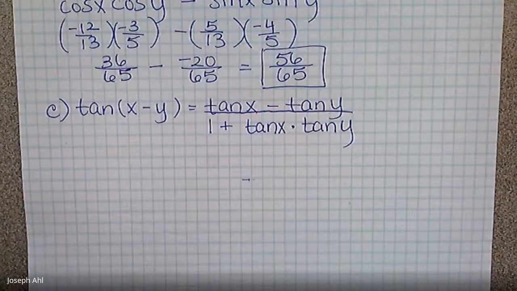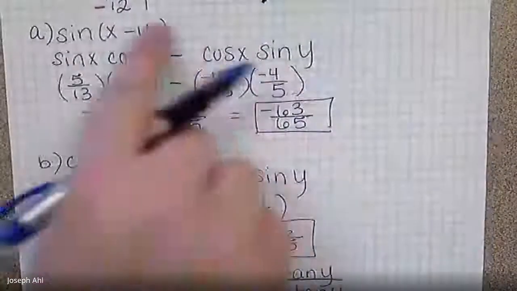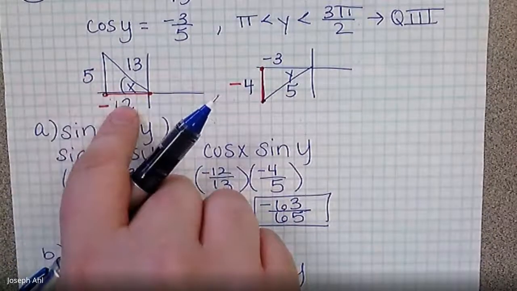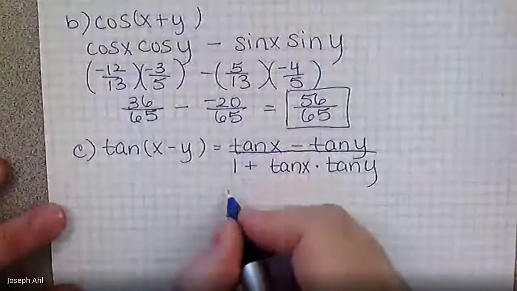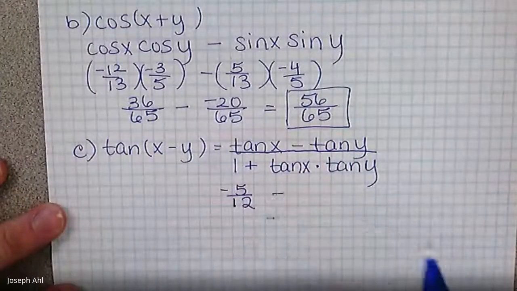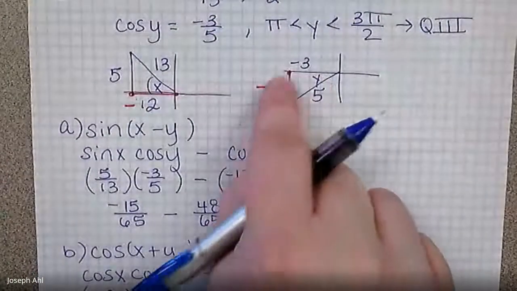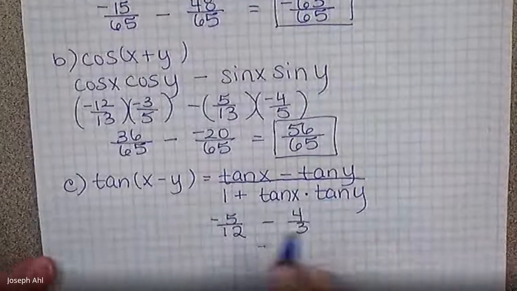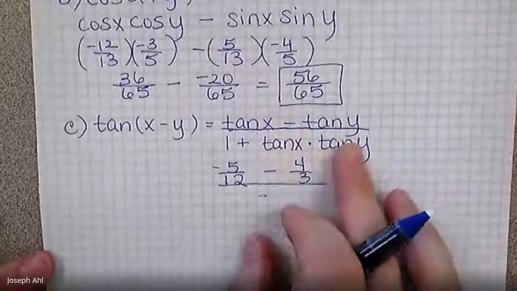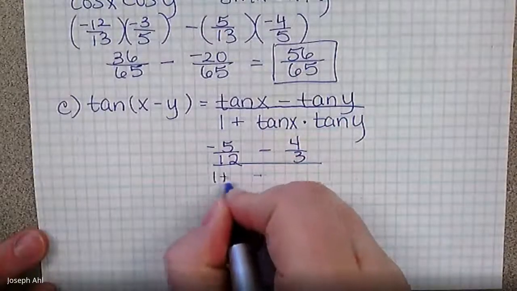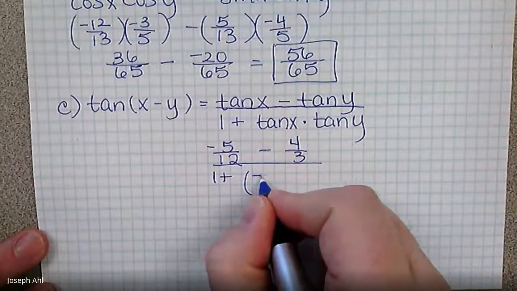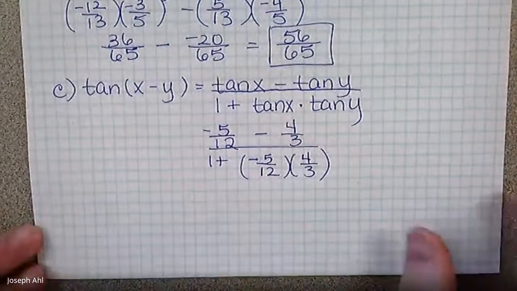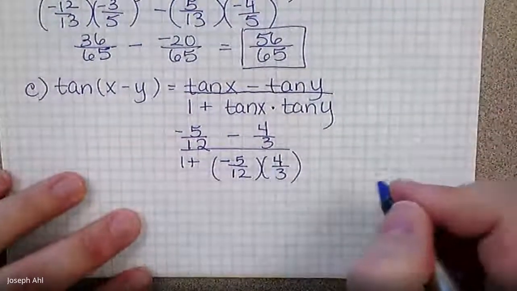Now that I have that, we're just going to use the same exact triangles up here, but we're going to only be looking at tan. So tan of x would be opposite over adjacent. So that's negative 5/12 minus tan of y. Tan y would be opposite over adjacent, negative 4 over negative 3. That's positive 4/3. And the nice thing is that those same ratios get plugged in on the bottom. So it's 1 plus negative 5/12 times 4/3.